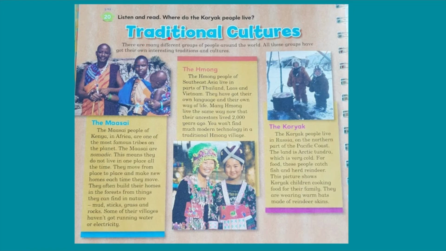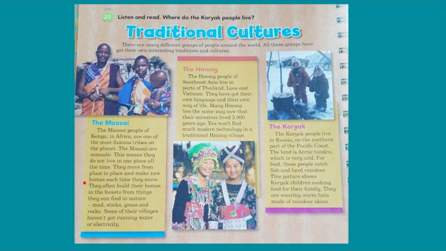Traditional cultures. There are many different groups of people around the world. All these groups have got their own interesting traditions and cultures. The Maasai people of Kenya in Africa are one of the most famous tribes on the planet. The Maasai are nomadic. This means they do not live in one place all the time. They move from place to place and make new homes each time they move.